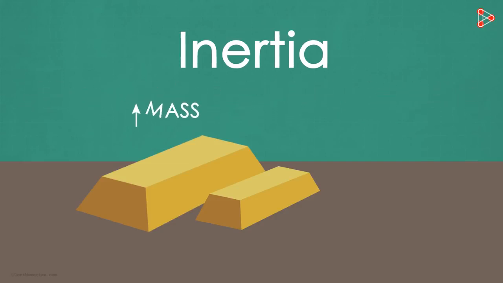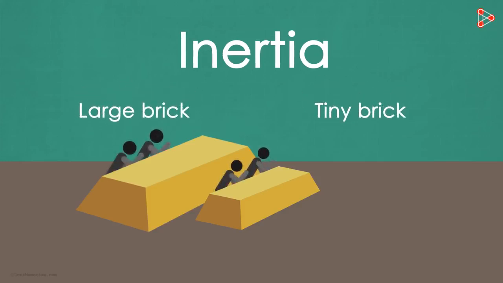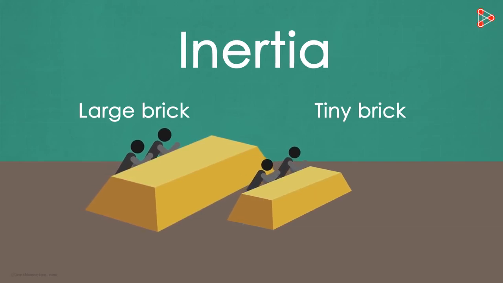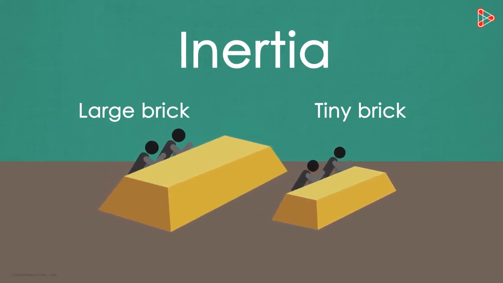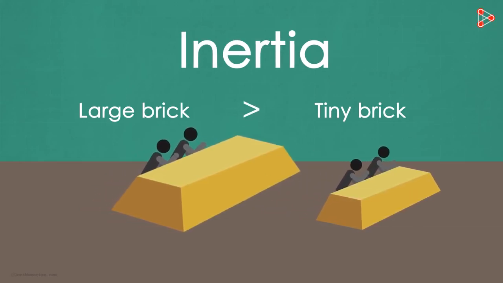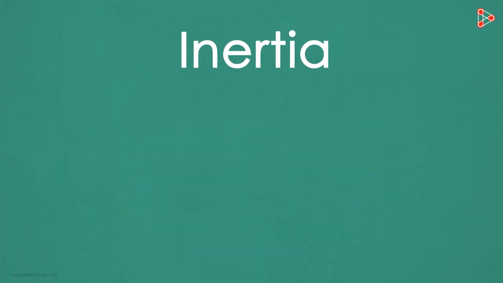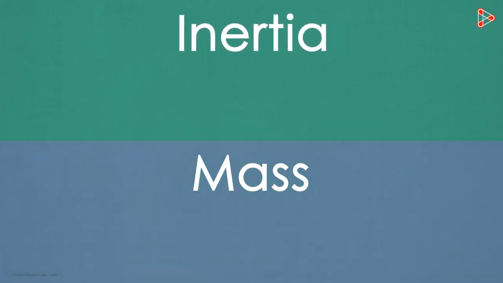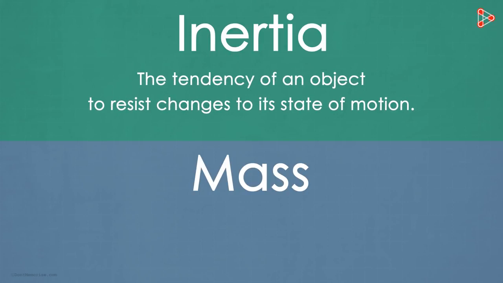The more mass an object has, greater will be its inertia. So if we apply equal force to both these bricks, the tiny brick will move further as compared to the larger brick. The heavier brick has more inertia. How can we relate inertia and mass? Inertia is the tendency of an object to resist changes to its state of motion, and the mass of an object is the measure of its inertia. In the next part of this video, we will understand this relation with a few interesting examples.